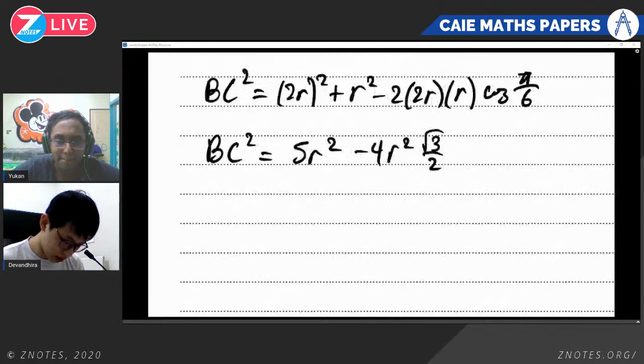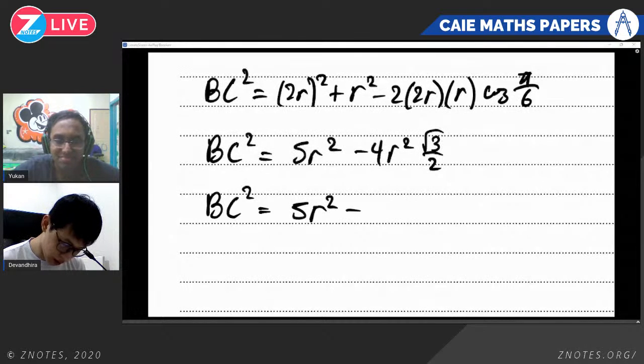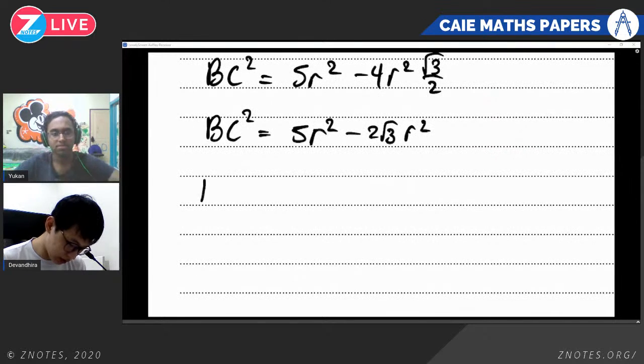Okay. Simplify this a bit more. So 5r squared. The 4 becomes 2. We have 2 root 3 r squared. Square it both sides.